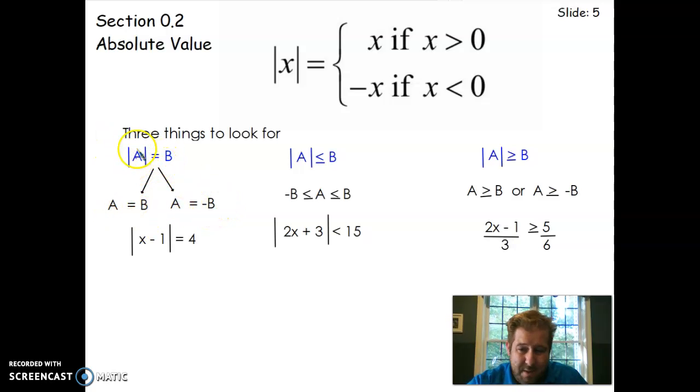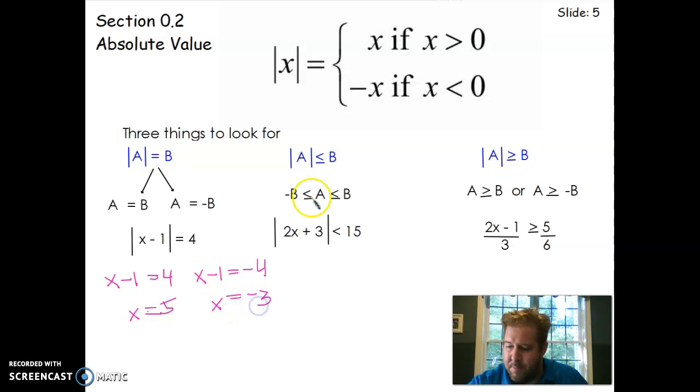So if, let's say, A was 5, the absolute value of 5 would be 5 and negative 5. Those are the two answers. So you have x minus 1 equals 4, and then you solve x minus 1 equals negative 4. Whatever your two solutions are, that is going to be your answer. So you end up getting 5 and negative 3.